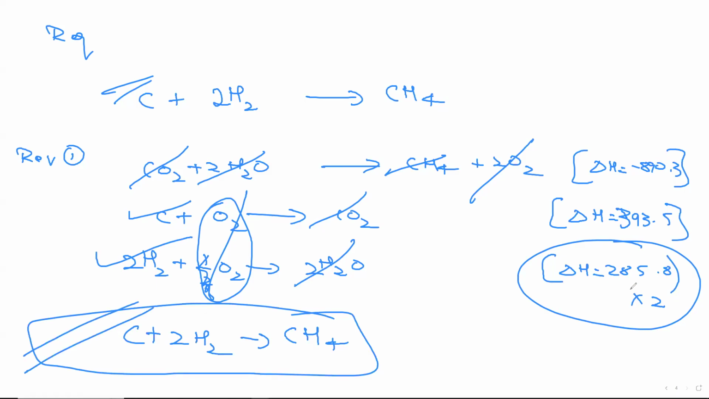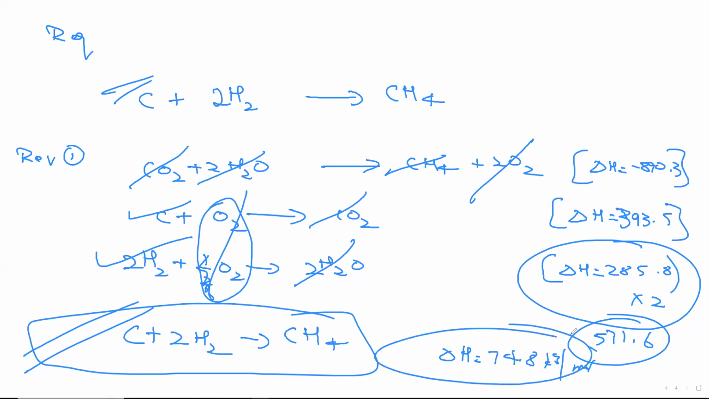So what we do, we multiply 285.8 into 2. This answer is 571.6. I add that with 393.5 and subtract 890.3. The answer is 74.8. So yesterday's answer also is very similar, but if the sign changes, the answer also will change. 74.8 kilojoule per mole. Practice the same question twice, 100% this only will come. Nothing else apart from it.